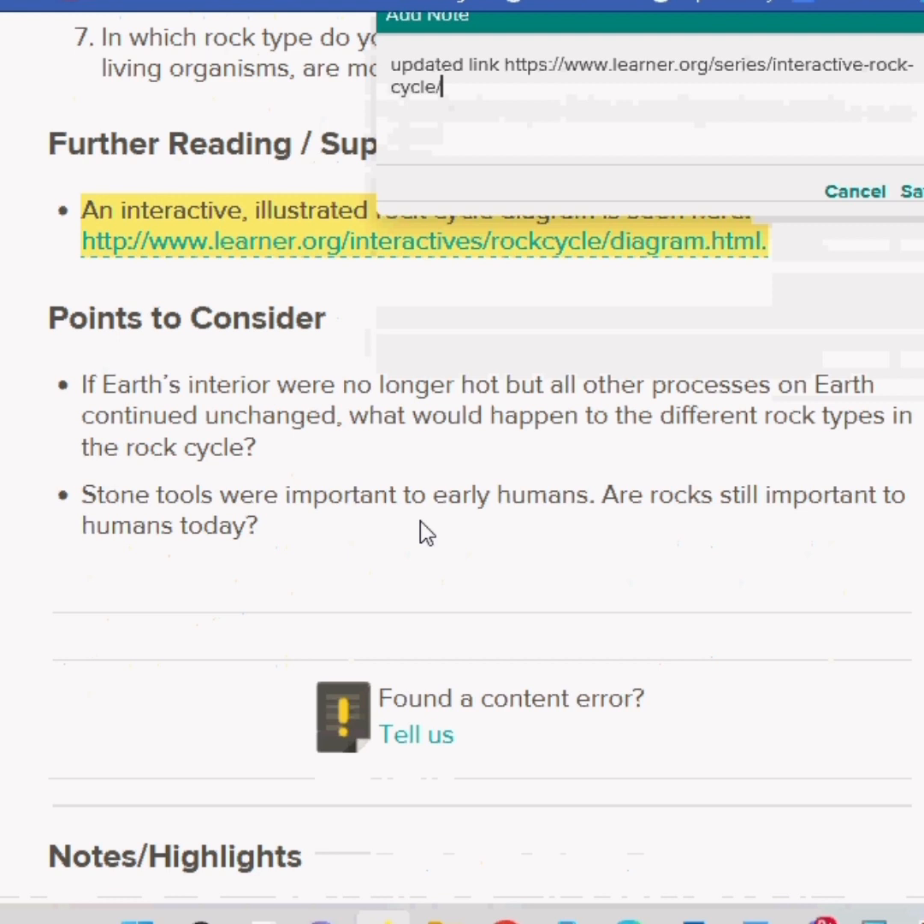The points to consider are just meant to get your brains going for the next unit. If Earth's interior were no longer hot, but all the processes on Earth continued unchanged, what would happen to the different rock types in the rock cycle? And the second one, stone tools were important to early humans. Are rocks still important to humans today?